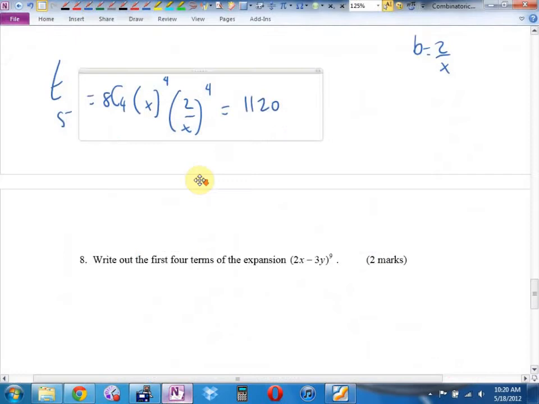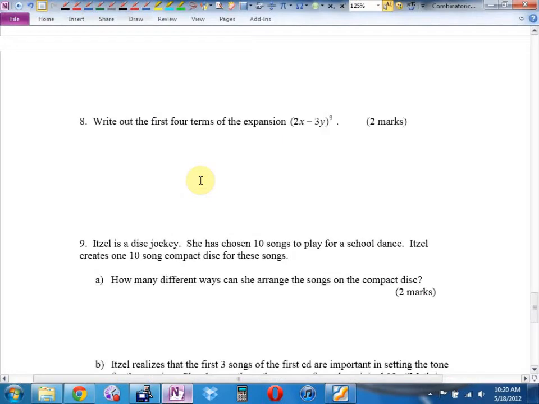Turn the page. I like number 8, I like number 8, I like number 8. There's going to be a question like number 8 on your test, where I just ask you to write out the first 4 terms. Hey Sabrina, what's n? So what that means is it's going to be 9 choose 0, 9 choose 1, 9 choose 2, 9 choose 3. I could keep going, but they only want the first 4 terms. What did you say n was, Sabrina?